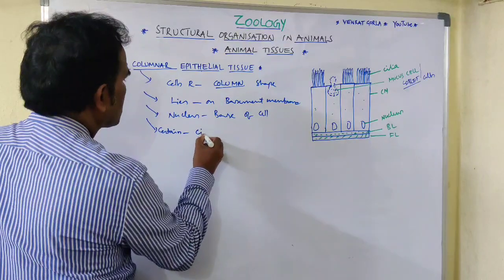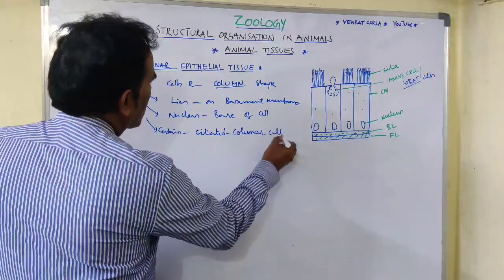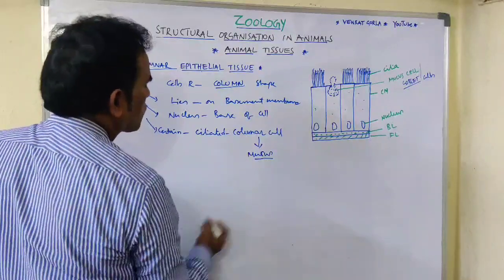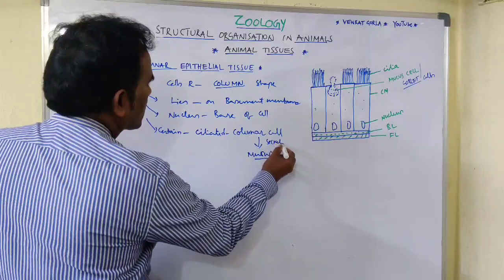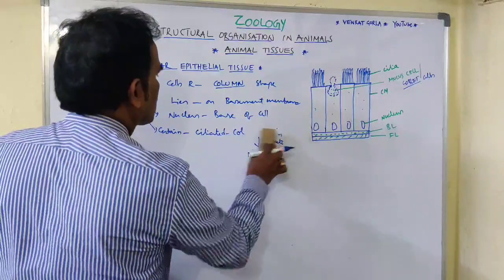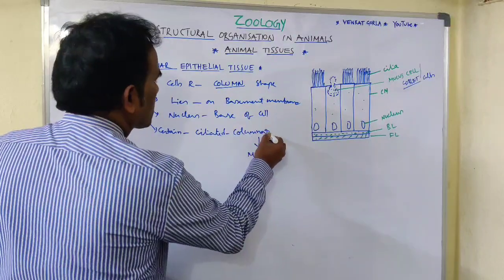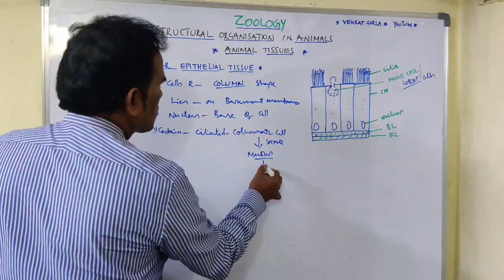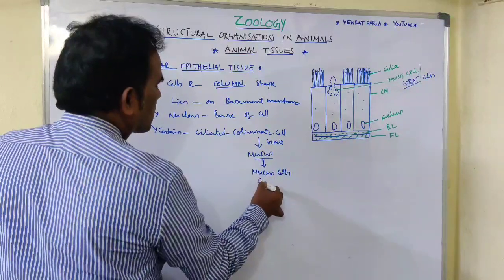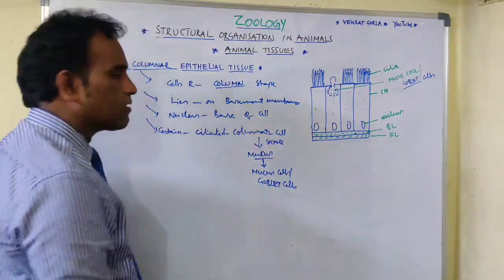Now, certain ciliated columnar cells secrete mucus, so these are called mucus cells or goblet cells. Goblet cells, mucus cells, are the goblet cells.